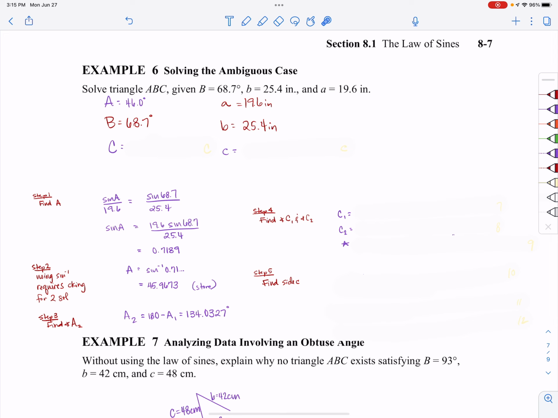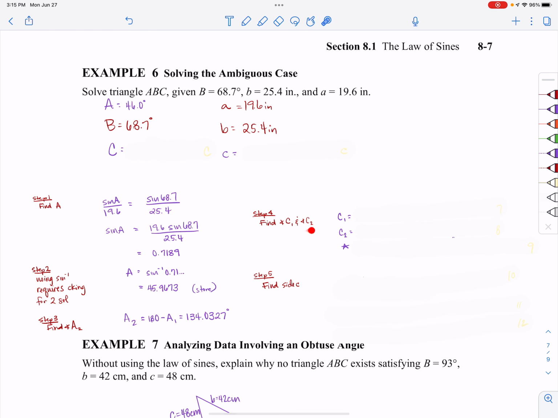Now, I didn't write it down up in a chart because I first want to see if it even is possible that this is a second case. All right, so the next thing I'm going to do is go find angles C1 and potentially C2 if there is a second triangle.